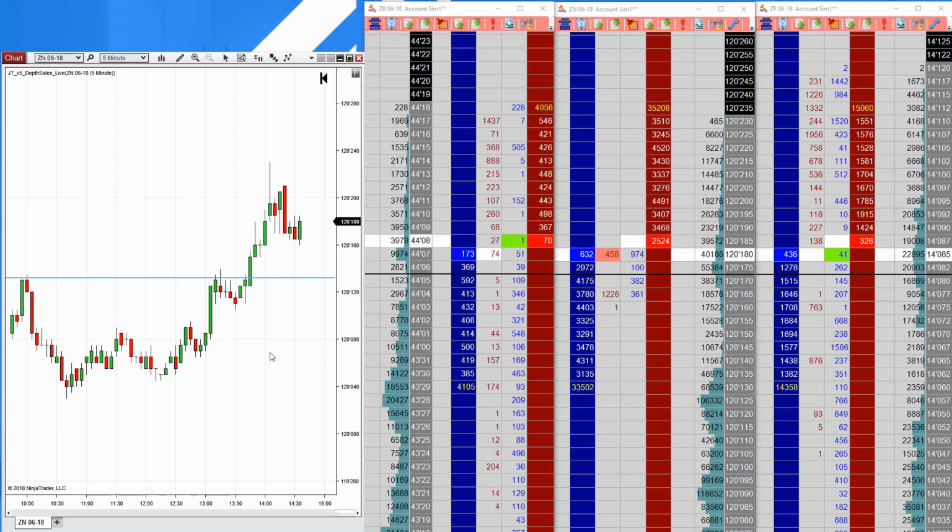The only time you'll actually see me using charts is when we're preparing for the session. When we're preparing for a trading session, we'll have a look at the previous session's chart to refresh our memories on what happened in the previous session. We'll refresh our memories on what the price levels were.